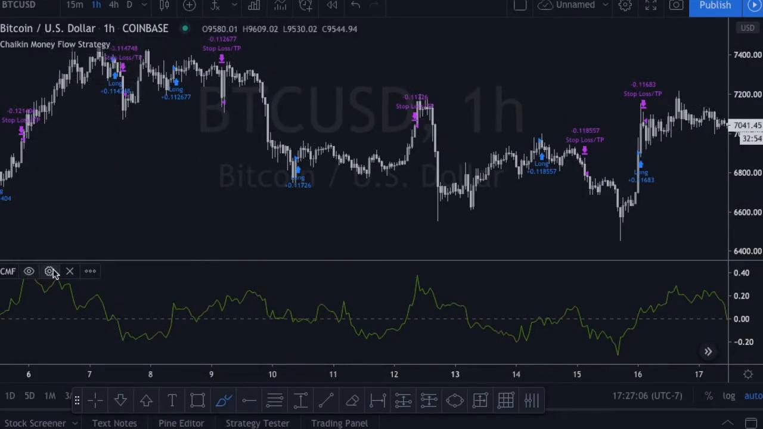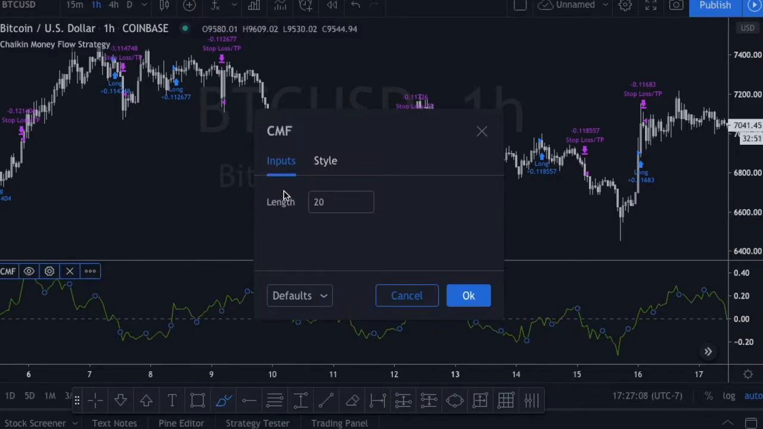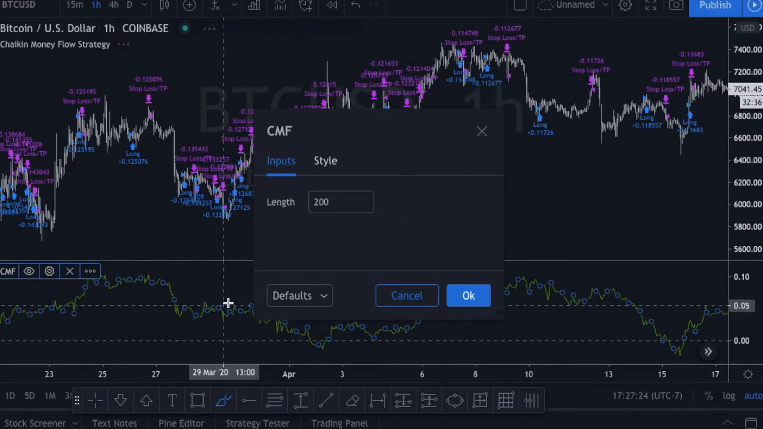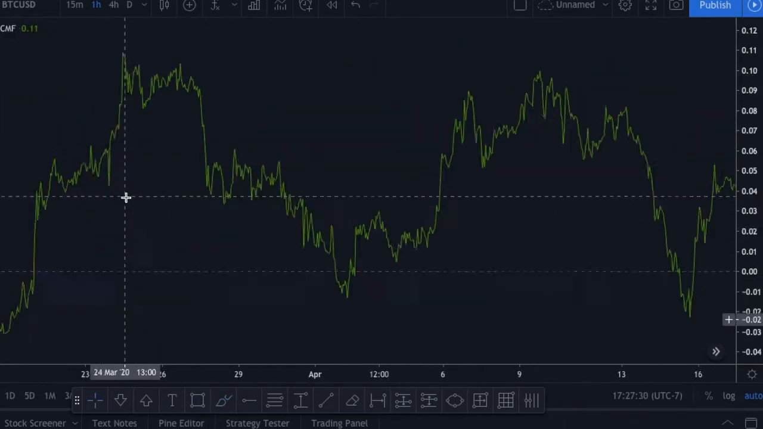So the initial settings for the Chaikin Money Flow is it only has one setting to mess around with, and that's the length. The default setting for that is 20. So if you notice, say we bump that up to 200, then there's going to be far fewer signals right down here. Let's just blow this up like that.